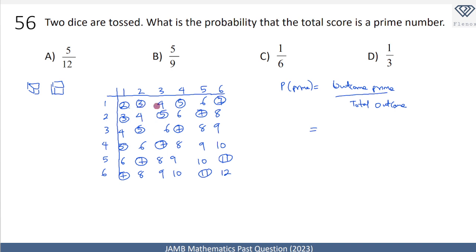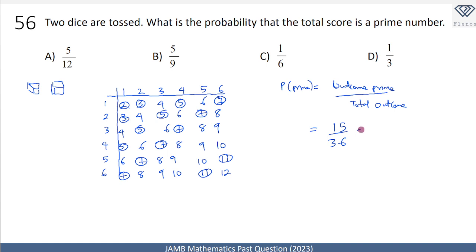We have 1, 2, 3, 4, 5, 6, 7, 8, 9, 10, 11, 12, 13, 14, 15. So we have 15. And what is the total number of possible outcomes? 36. When you count everything over here, all these possible outcomes are going to be 36, because you have 6 numbers here and you have 6 down. 6 times 6 gives us 36.